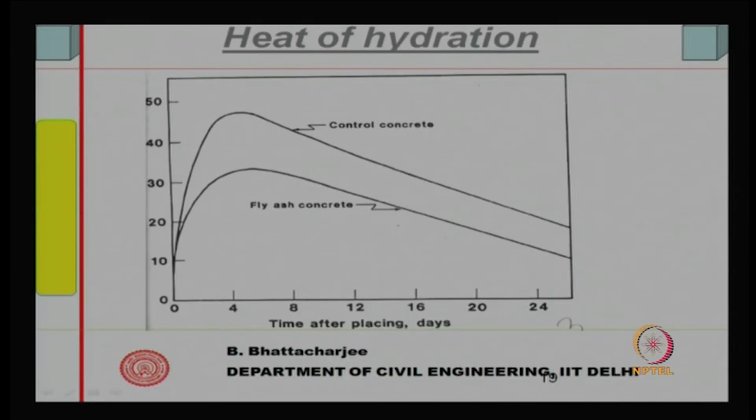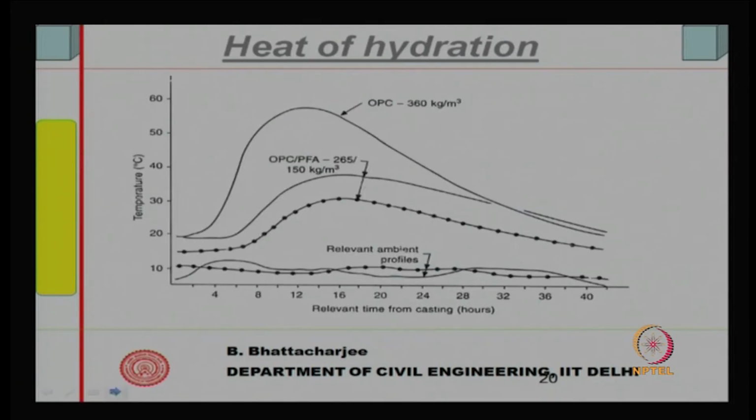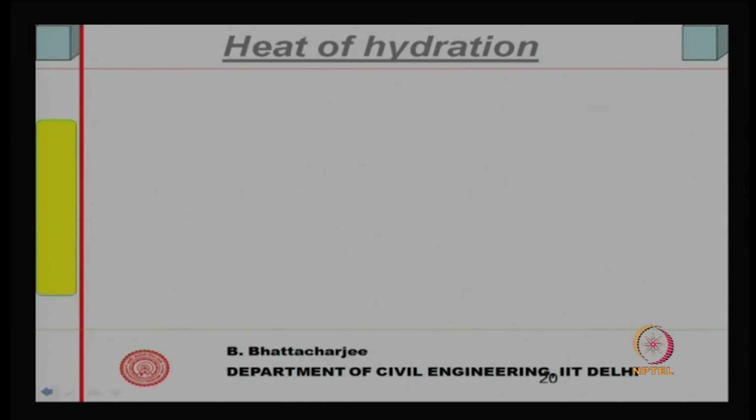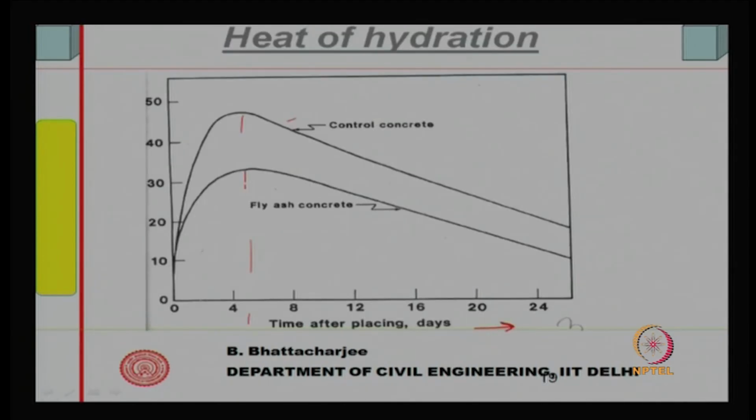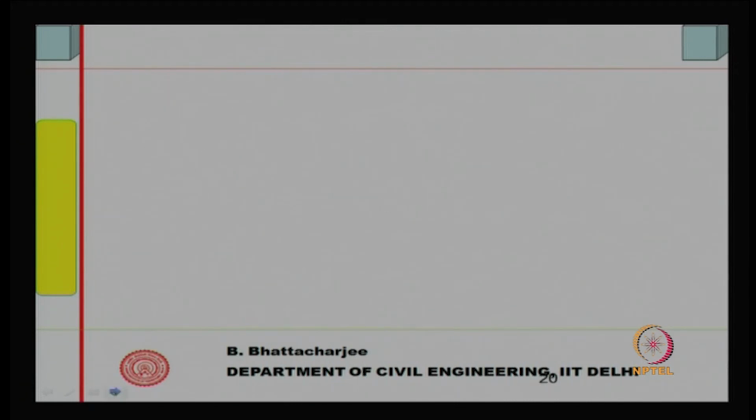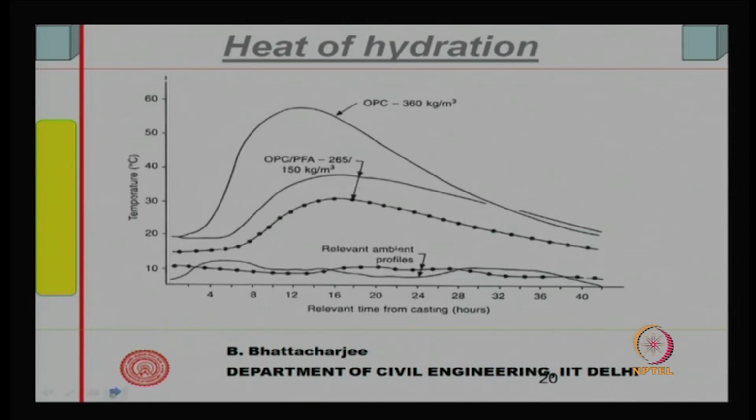For example, fly ash concrete versus control mix, if you see time of placing in days versus the heat of hydration, then control concrete produces more heat. This produces at the same time, but the amount of heat produced is much less. This must be in joules per kg. So, this is much less. So, heat of hydration produced is much less, and sorry, the previous one is also temperature. This should be temperature rise that is showing. So, temperature rise is much lower with fly ash.